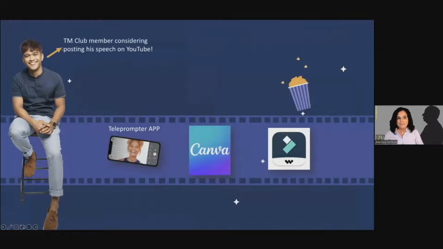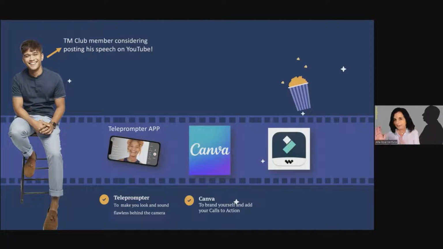So he's a very happy guy. He's a Toastmasters Club member, considering posting his speech on YouTube. And these are the 3 tools he's considering. Teleprompter app to make you look and sound flawless behind the camera. And I know this is not very much in tune with what Toastmasters defends, but that's besides the scope of the session. Canva to brand yourself and add your calls to action, specifically at the end of your video. And then Filmora to edit your core video.